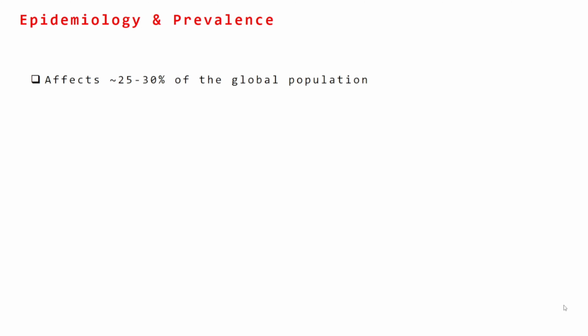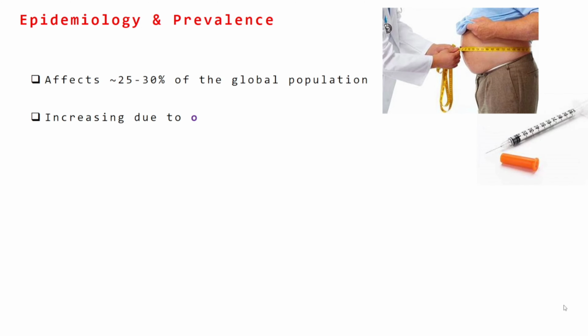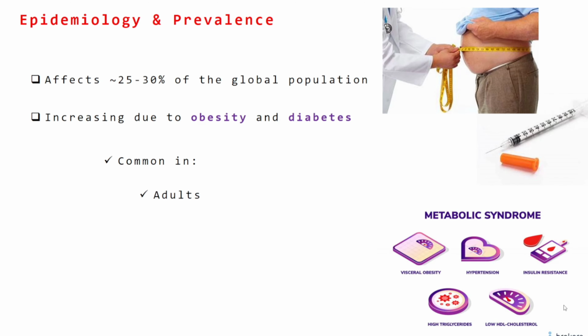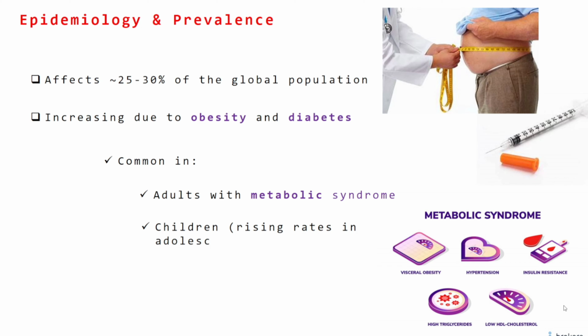Non-alcoholic fatty liver disease is surprisingly common. It affects about 25 to 30% of the global population. And the numbers are still rising, mainly due to the growing rates of obesity, type 2 diabetes, and unhealthy lifestyles. It's especially common in adults who have metabolic syndrome, which includes conditions like high blood pressure, high blood sugar, excess belly fat, and abnormal cholesterol levels.